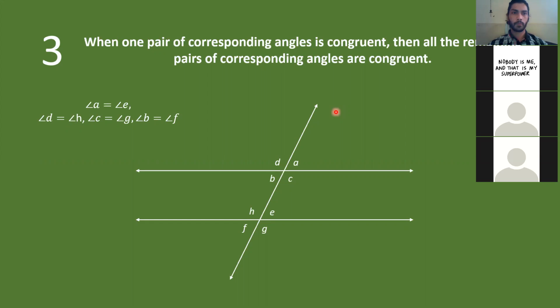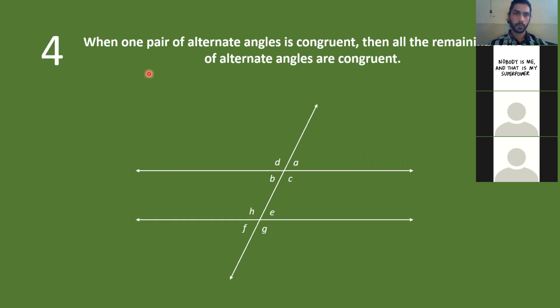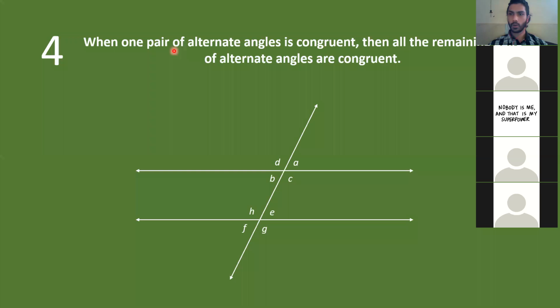Now the fourth part. I'm going to request someone to quickly come off mute and read this. When one pair of alternate angles is congruent, then all the remaining pairs of alternate angles are congruent. Thank you so much. So folks, this is the fourth property. Alternate angles: if I know that B and E are congruent, congruent means equal, then all other pairs of alternate angles will be equal. I know B and E are equal, so I also know that C and H are also equal. So this is a property of parallel lines.